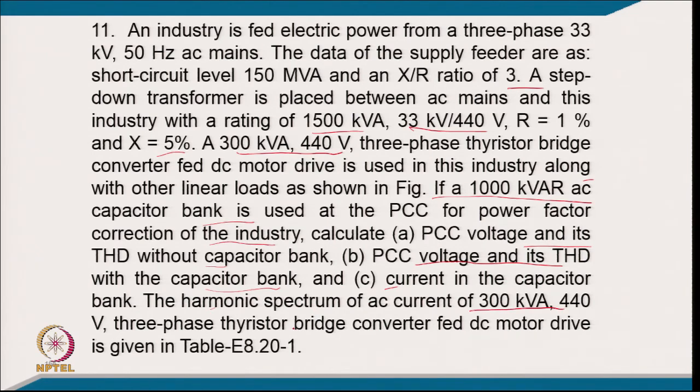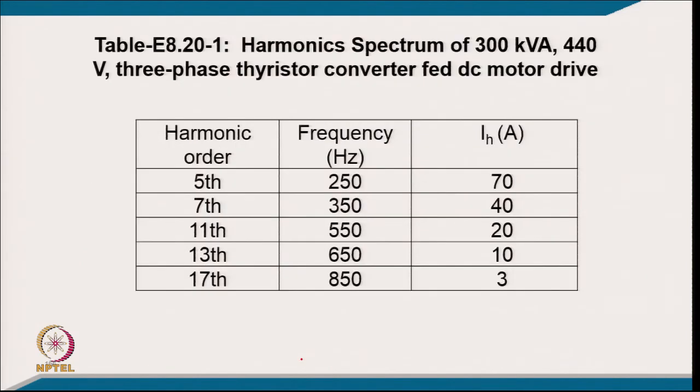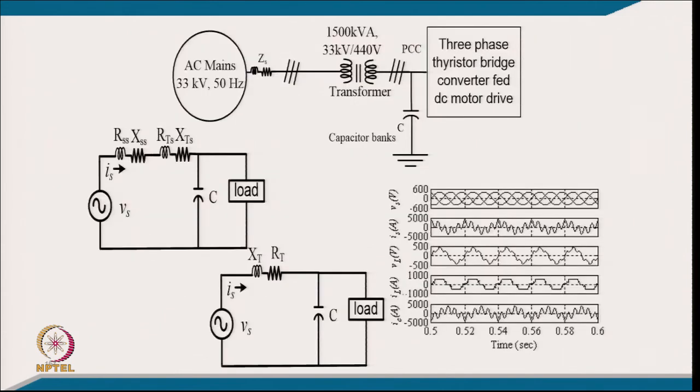The harmonic spectrum of the AC current of the 300 kVA 50 hertz 3 phase thyristor converter fed DC drive is given in the next table. So, this is the harmonic current for the load of this 6 pulse converter. The 5th, 7th, 11th, 13th and 17th harmonic currents are given here in ampere. That is the data given, and then you have the source, the impedance and the transformer, and then the capacitor bank value is given.